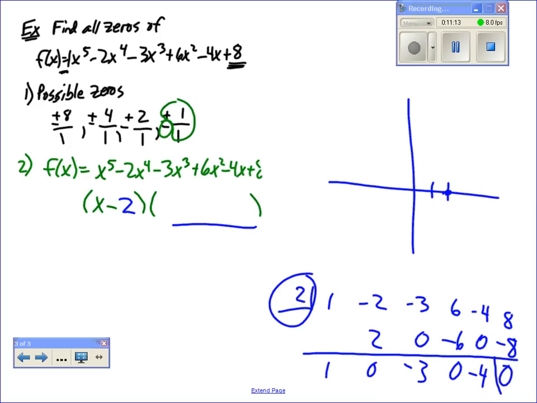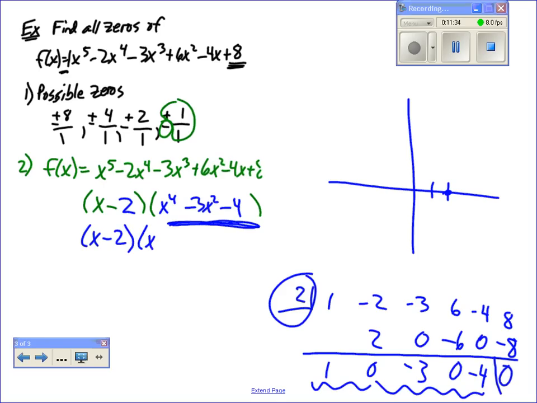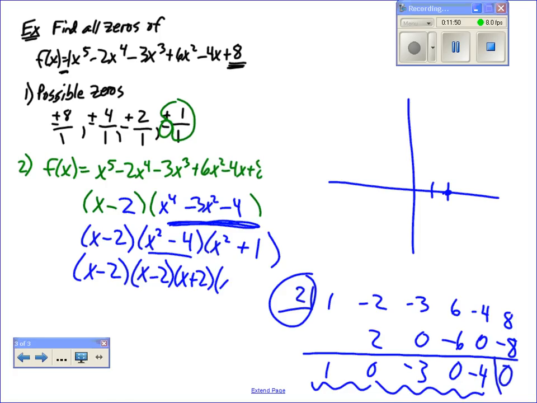Okay, so it's 1x to the 4th plus 0x cubed, minus 3x squared, 0x, and then minus 4. Okay, and now I'm going to factor this one right here. And I'm like, hey, that's quadratic in form. It's quadratic in form, right? So that would be x squared minus 4 times x squared plus 1. And I can keep going. This is x minus 2, x plus 2, right? That's where I got that. And then x squared plus 1, I'm stuck right there. I can't do anything with that. Okay, but I'm factored as far as I can.